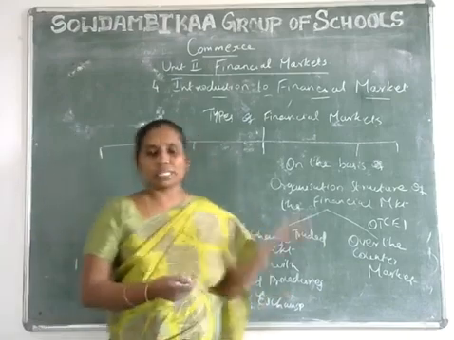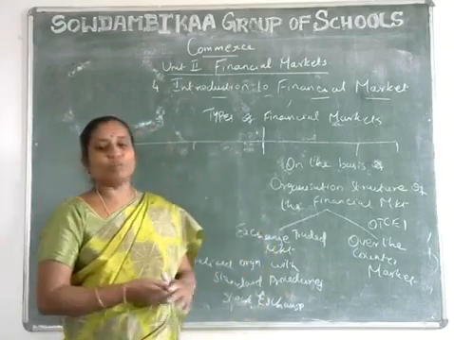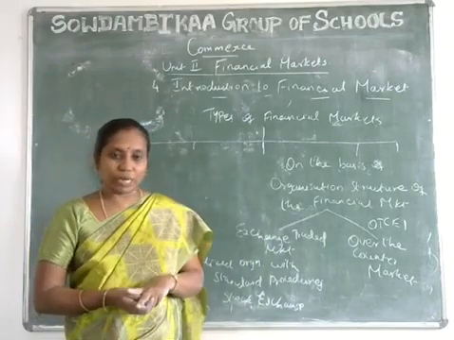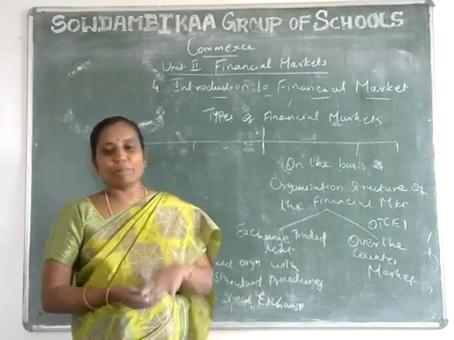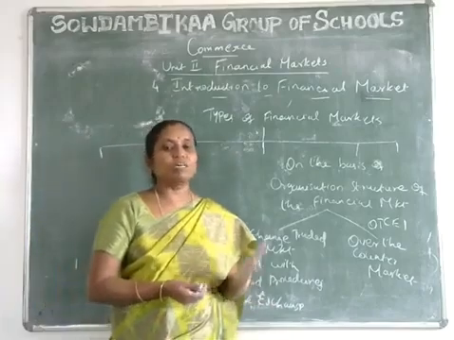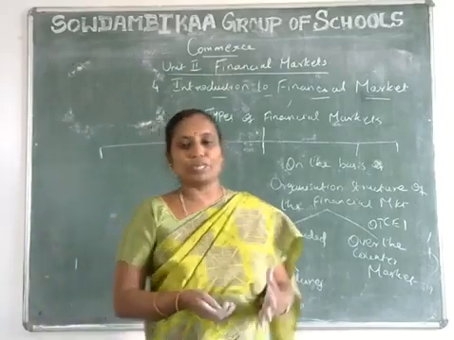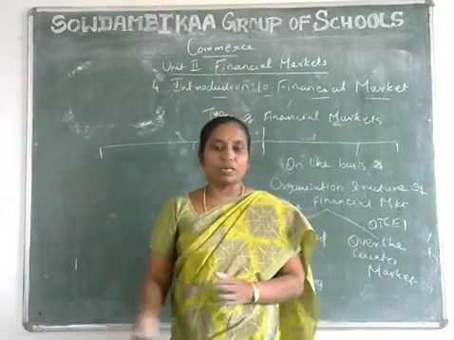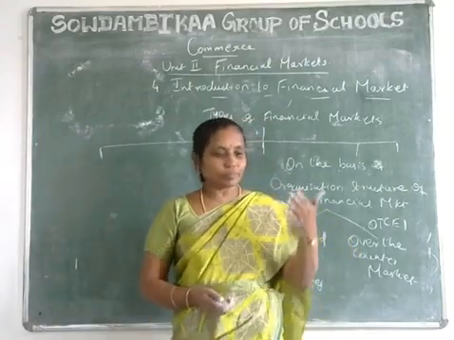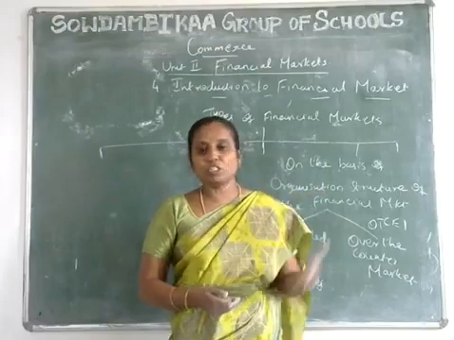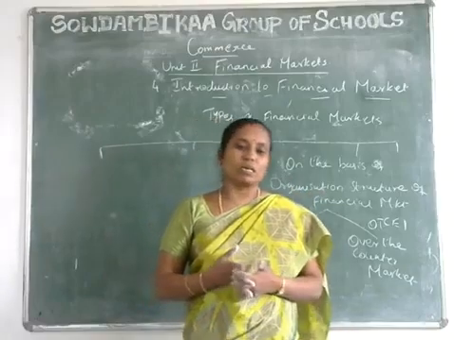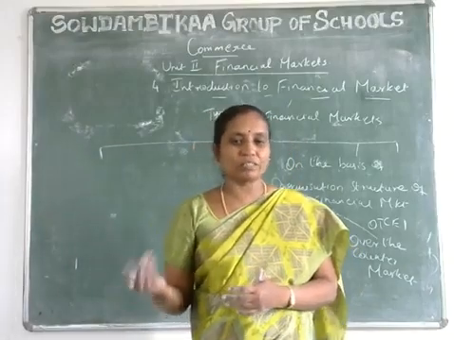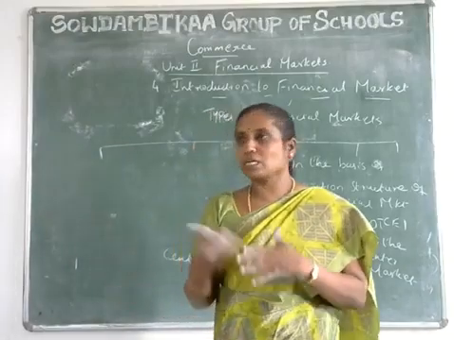The second kind is on the basis of maturity of financial claims. In this case you have two types: the money market and the capital market. Money market means short-term securities are traded. Capital market means long-term securities are traded. Examples of money market are treasury bills, commercial paper and certificates of deposit. Examples of capital market are long-term shares and debentures.